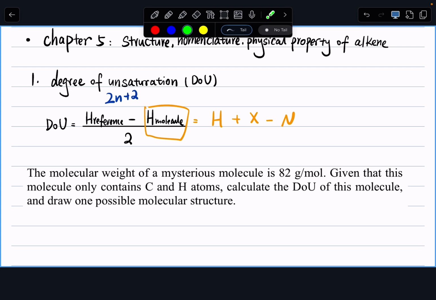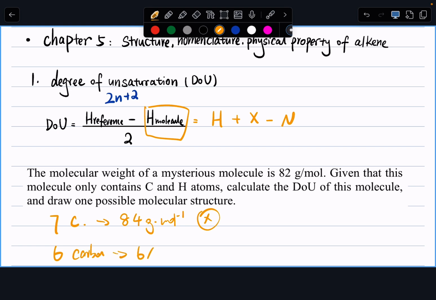So the way to approach it is like, okay, the molecular weight is 82 grams per mole. Let's see what is the possible number of carbons we can have in this molecule. Let's say if we have 7 carbons, that would be at least 84 grams per mole, not even considering any hydrogen, so this is definitely not true. What if we have 6 carbons?